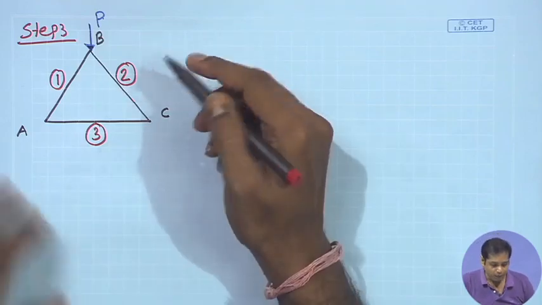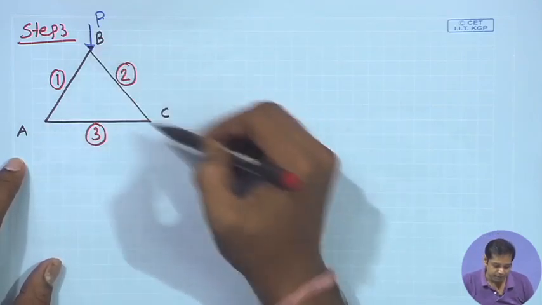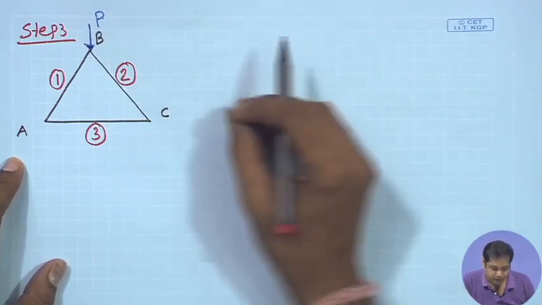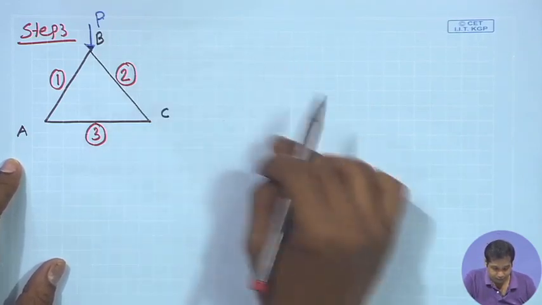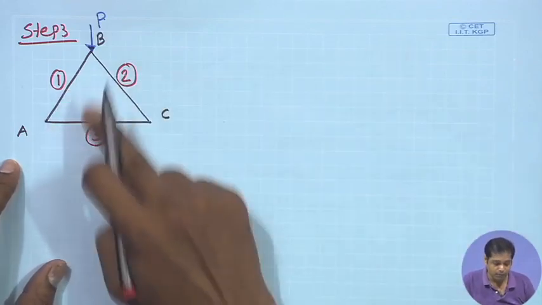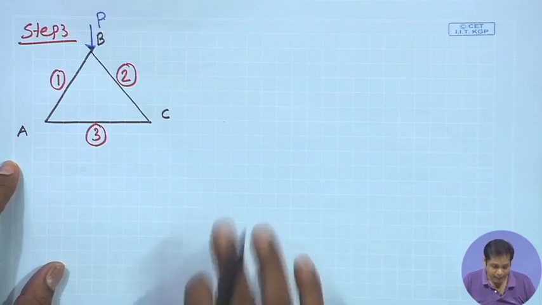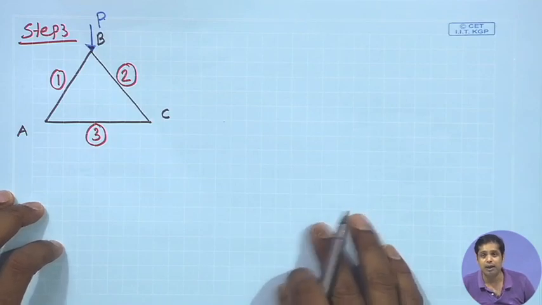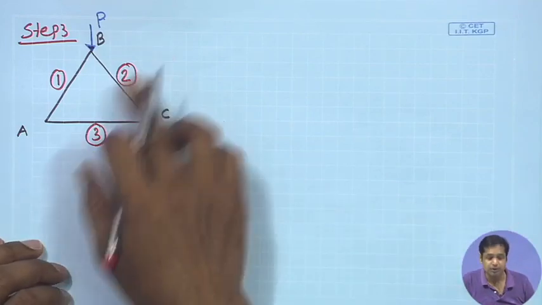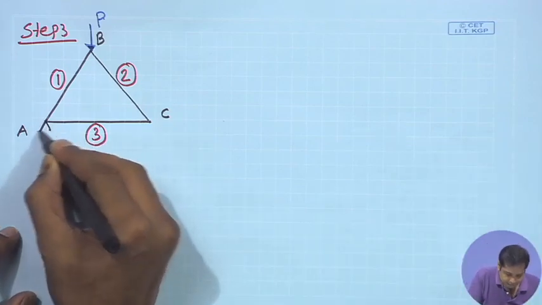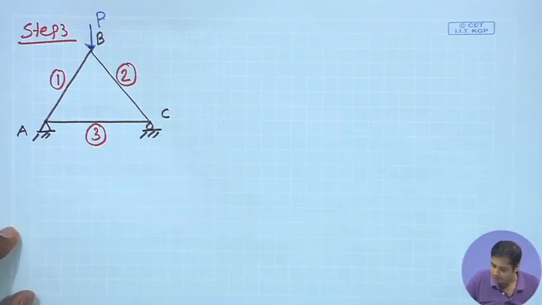One way of identifying a member is member AB, member BC, member AC, but to make it convenient to write, it is better to give a number to each member. So, member 1 means AB, member 2 means BC and member 3 means AC. In this case there are only 3 members, but any structure can have many members and many joints, so it is easier to identify members through numbers. And then we have a support here. This is a hinge support and this is a roller support.